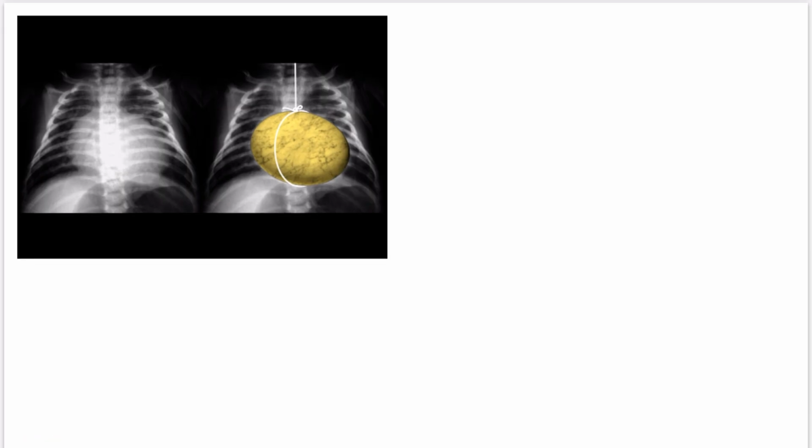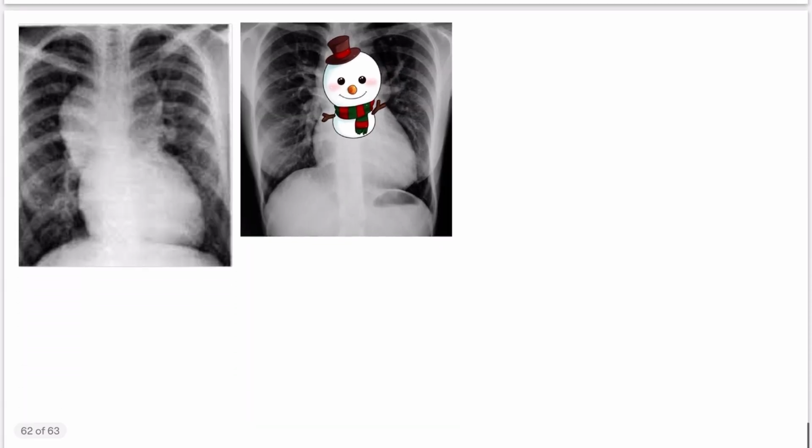Again, compare with the animation. This is egg on string appearance. Where do you see this egg on string appearance? We see this in transposition of great arteries. Then the next image, figure of 8 appearance.